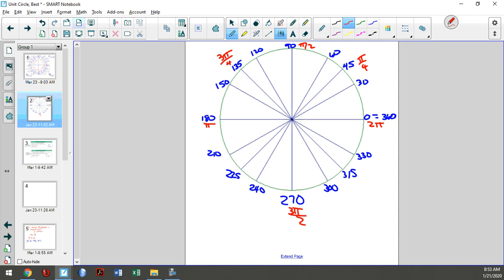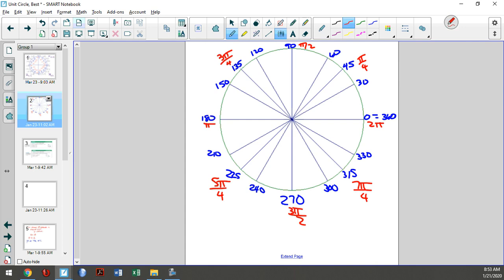Plus pi over 4 is going to give me 5 pi over 4. Plus pi over 4 gives me 6 pi over 4. What's 6 pi over 4 reduced down to? 3 pi over 2. So I'm at 6 pi over 4 right here. So then 7 pi over 4 is going to be 315 degrees. And then add another pi over 4 to that, that gives me 8 pi over 4, which is what? 2 pi, right? Do we all see that?